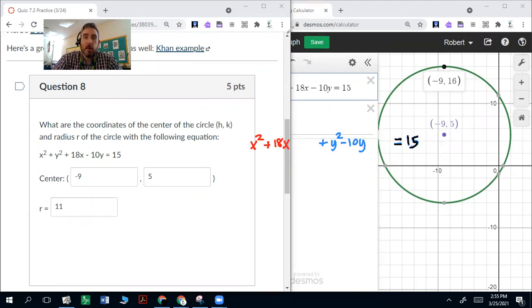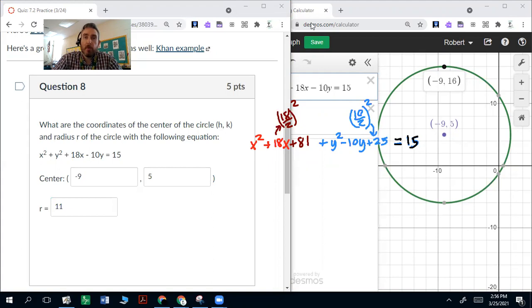So we're going to complete the square. That process is taking the number in front of x, dividing it by 2, and squaring that number. So 9 squared, 9 times 9, 81. Same thing with the 10. Take that 10, divide by 2, 5. 5 squared, 5 times 5 is 25.